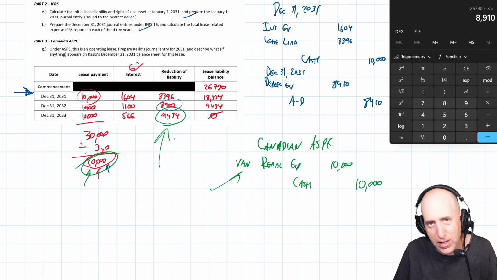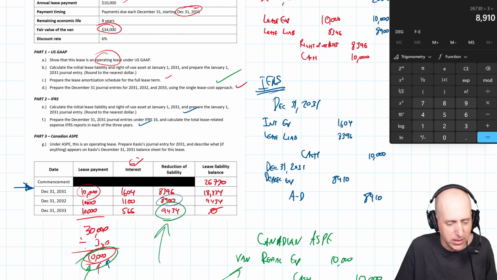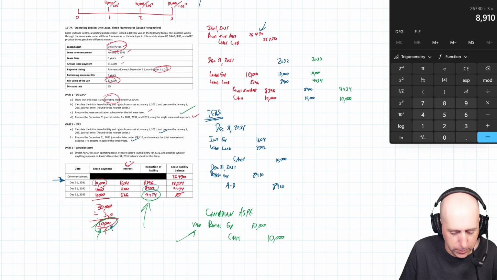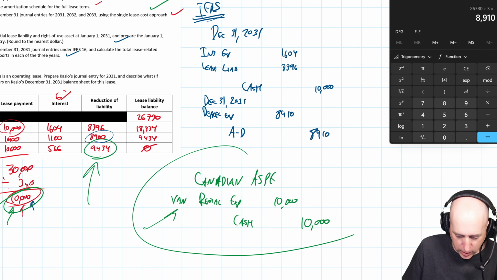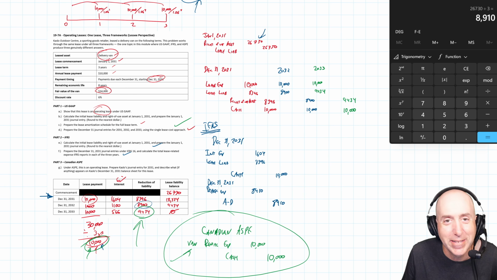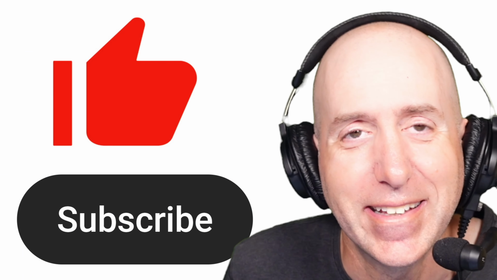I guess you do have to do PV to figure out that it's an operating lease. It's all the same steps for Canadian ASPE as US GAAP in terms of figuring out if it's operating versus capital. But once you figure out that it's operating, boy, is that easy. I don't think it's the best way, but it is the easiest way. So I like it. That's it, though, for problem 19.7a.